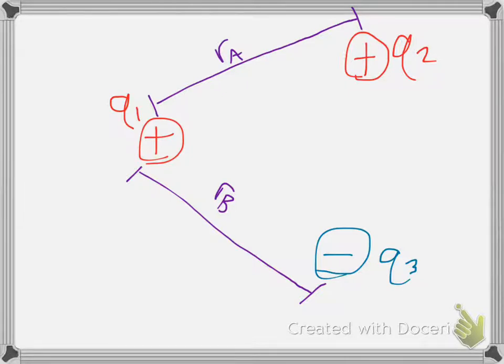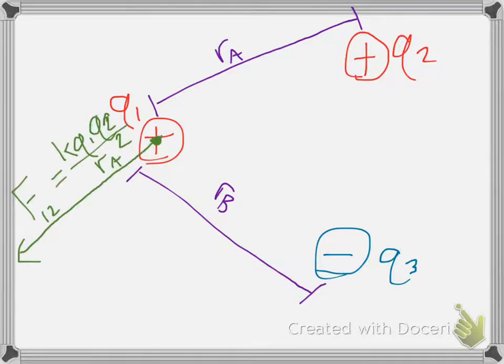Now, in terms of how to find the net force on Q1, first pretend that 3 doesn't exist at all. Just use Coulomb's law and find the force between Q1 and Q2. That's just going to be K times Q1 times Q2 over R squared. I labeled that F12, the force between Q1 and Q2. Notice that it's pointing directly away from Q2, because positives and positives repel.